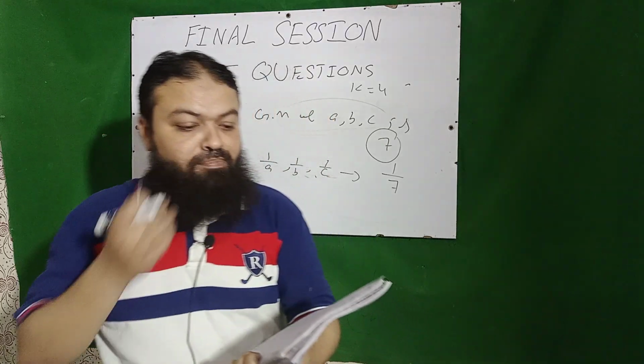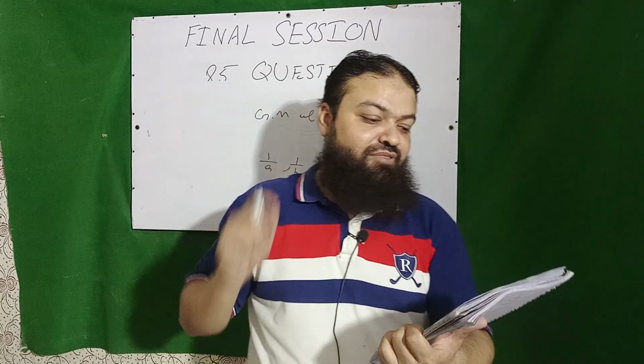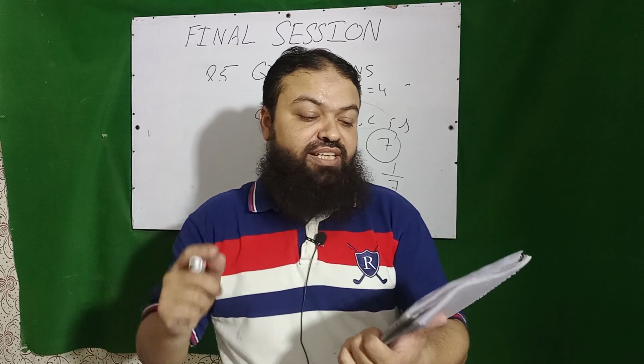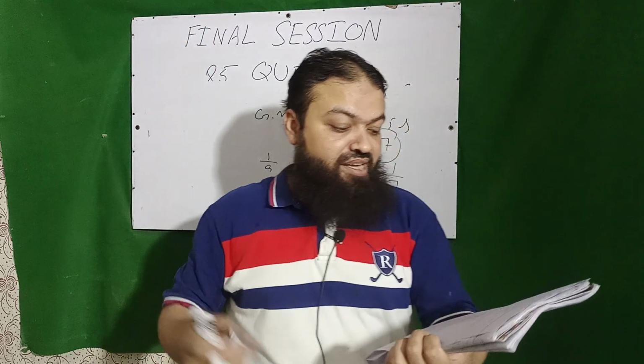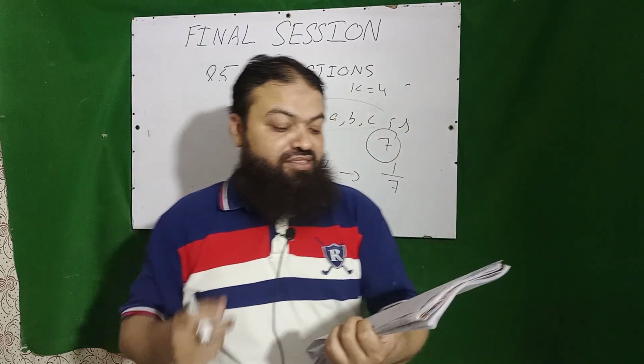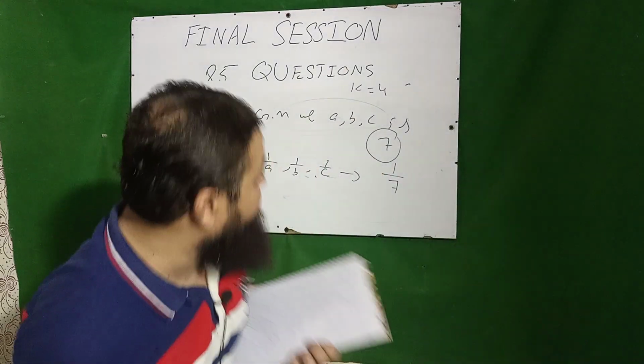Next question is simple average is sometimes called unweighted average. Next, weighted arithmetic mean is related to frequency, as I told you. Next, when weighted arithmetic mean is greater than arithmetic mean, a very important one.